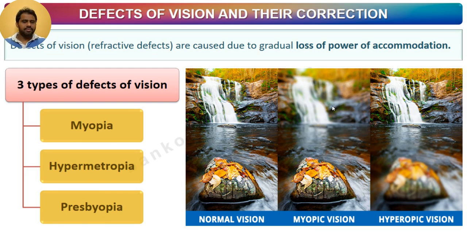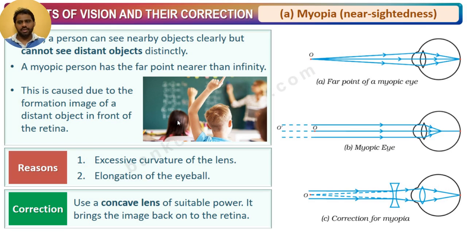I have explained in brief. Let us see what their corrections are. One by one we'll try to understand. First we'll go for myopia. A person can see nearby objects clearly but cannot see distant objects distinctly. That happens for a myopic person.